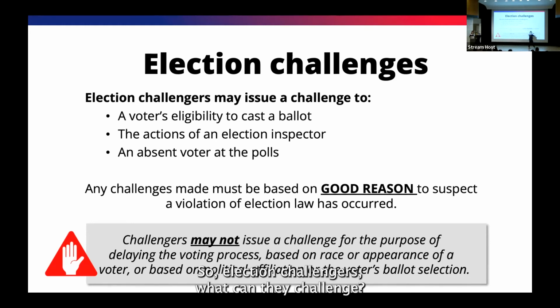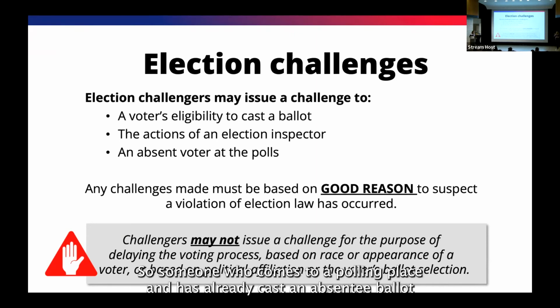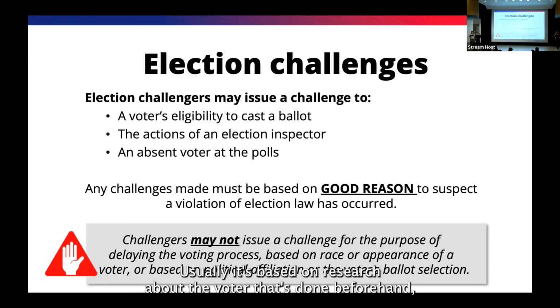So election challengers, what can they challenge? These are the things that they are legally allowed to challenge: a voter's eligibility to cast a ballot, the actions of an election inspector, and an absent voter at the polls. So someone who comes to a polling place and has already cast an absentee ballot, and they have to have good reason to do so legally. What is good reason? Usually it's based on research about the voter that's done beforehand, but it cannot be for the purpose of delaying the voting process. It cannot be based on the person's race or appearance or based on their political affiliation.